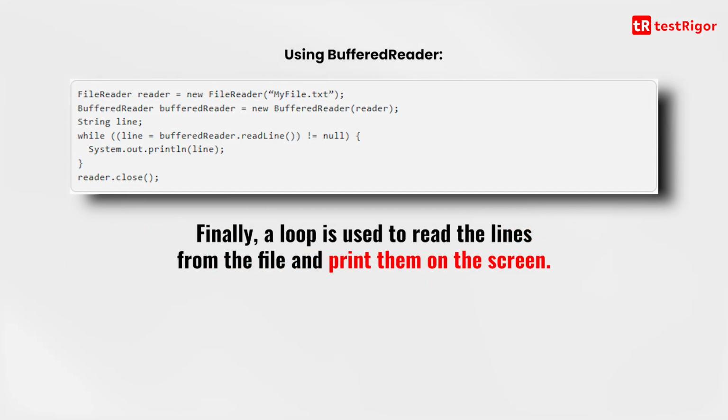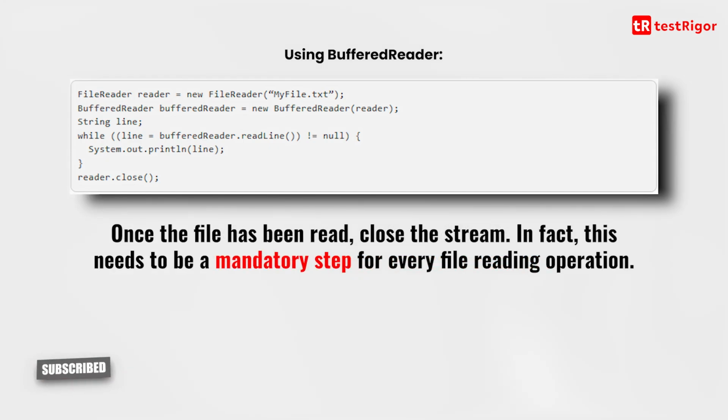Finally, a loop is used to read the lines from the file and print them on the screen. Once the file has been read, close the stream. In fact, this needs to be a mandatory step for every file reading operation.